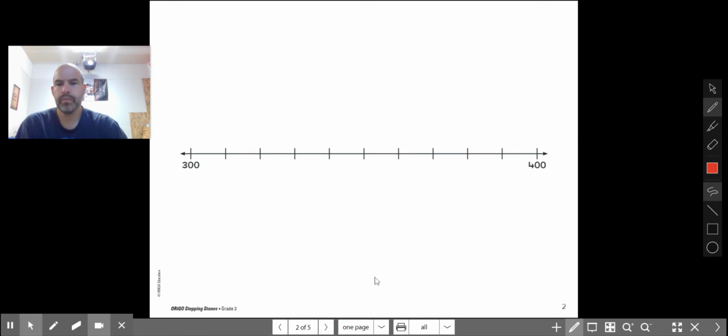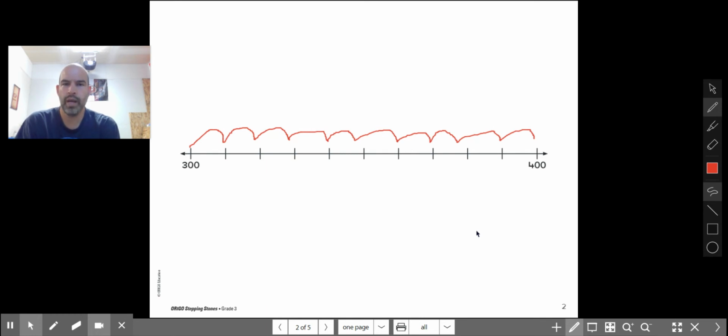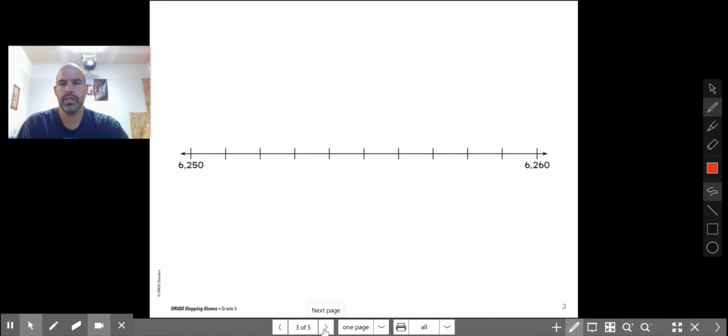Now, let's look at the range between 300 and 400. So this time we're going to do some jumps again. 1, 2, 3, 4, 5, 6, 7, 8, 9, 10. Now this time, each of those jumps, are they worth 1 or are they a greater amount? Well, these jumps are actually jumps of 10. So 10, 20, 30, 40, 50, 60, 70, 80, 90, 100, right? So those are 10 jumps.